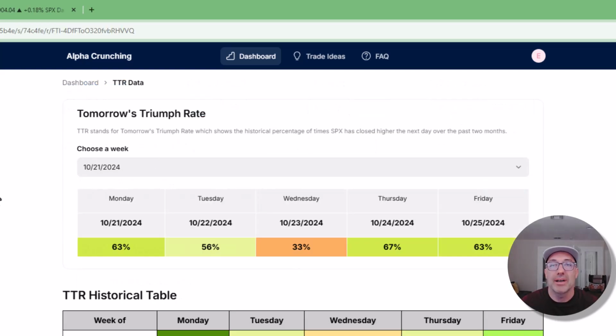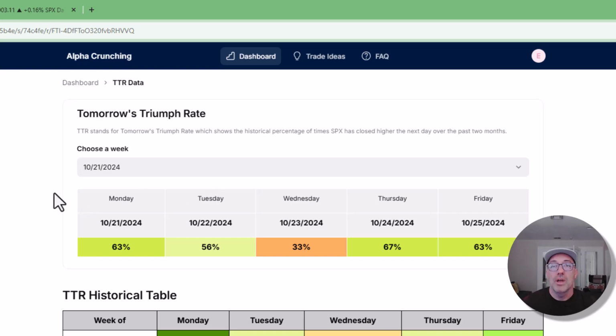This is the TTR indicator, and really what it is, is statistics about how often the market lately has been closing higher or not the following day. TTR actually stands for Tomorrow's Triumph Rate, which is the historical percentage of time SPX has closed higher the next day over the past couple of months. We're going to focus in on Monday real quick, but you can see for the week of October 21st, Monday had a TTR of 63%.